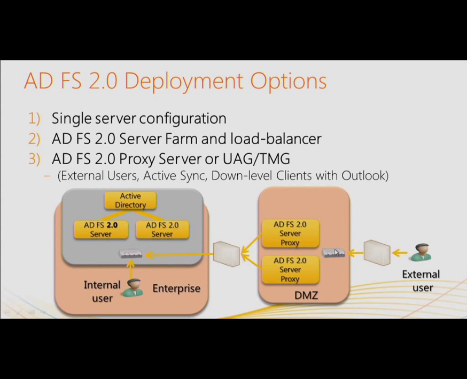So the user will arrive here. Here we will have a reverse proxy action performed by the ADFS proxy or UAG or TMG, and the user will be able to access the Office 365 services in general.